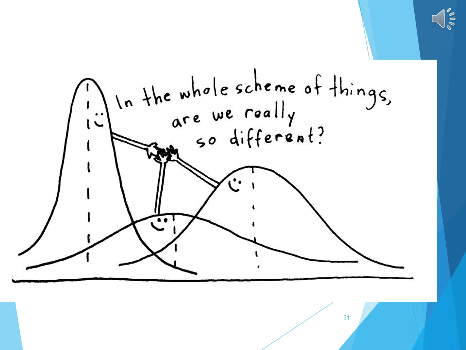I thought this would be a cute image to end on. In the whole scheme of things, are we really so different? And of course, the cold calculating statistician's answer would be absolutely. You are all statistically significantly different in terms of your means. Obviously, we'd have to run an ANOVA to see if that was actually true, but all these populations look pretty different to me.